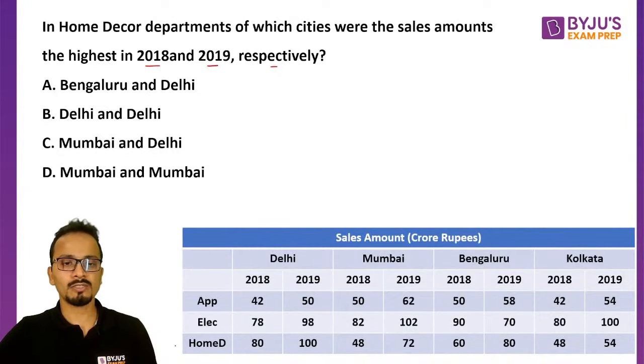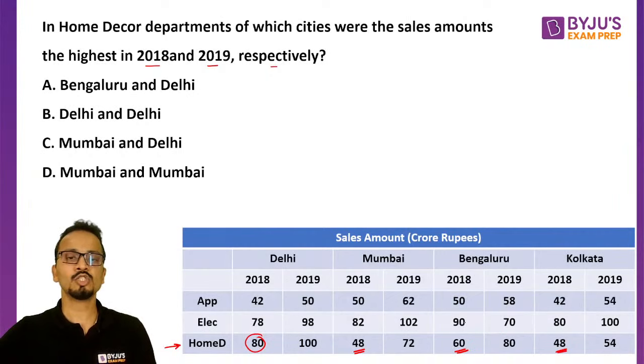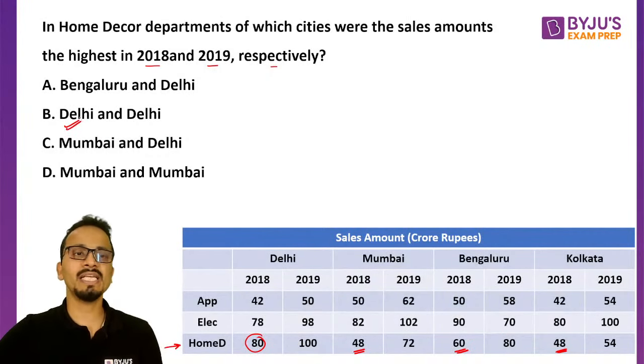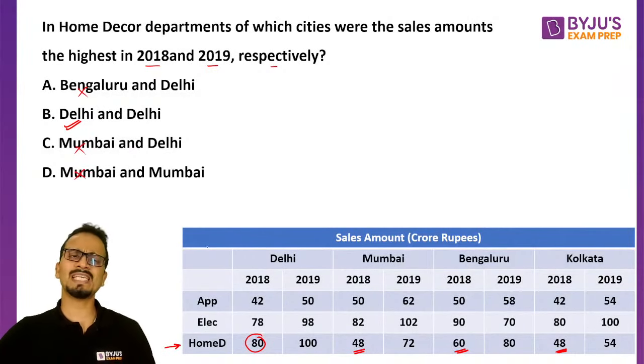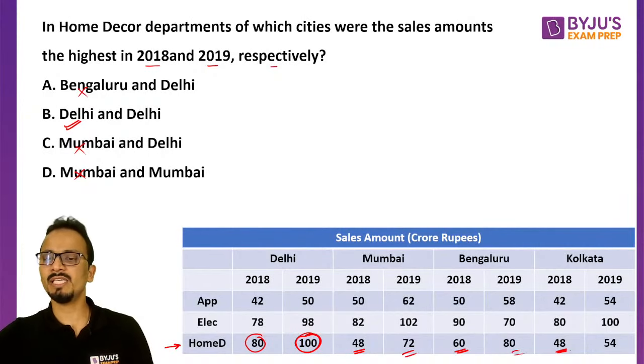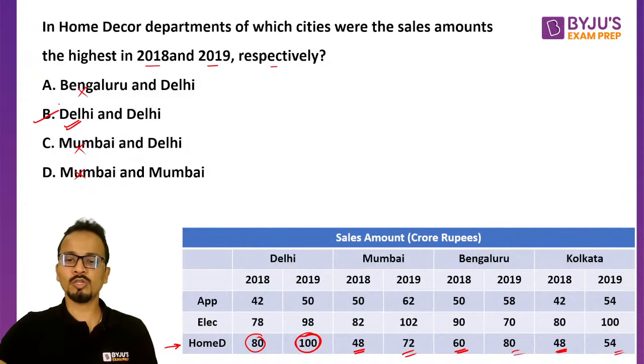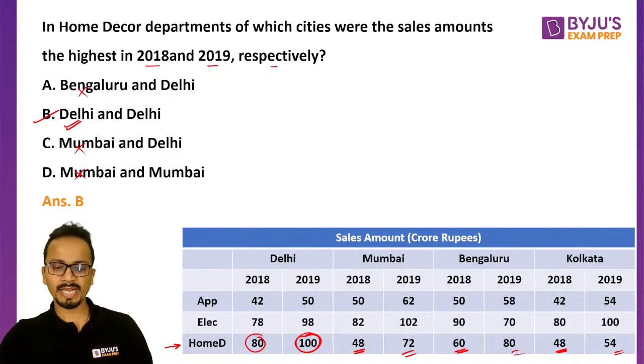Home decor, that is this department, 2018 highest value is for Delhi, which is 80 out of these values that I have just marked. So for 2018 it should be Delhi. So there is only one option for 2018 Delhi. It cannot be Bengaluru, cannot be Mumbai. So we can safely mark option B as the answer. But still, if you want to be satisfied, Delhi for 2019 is also highest among the remaining 3 values. Okay. So answer for this question will be option B, right?